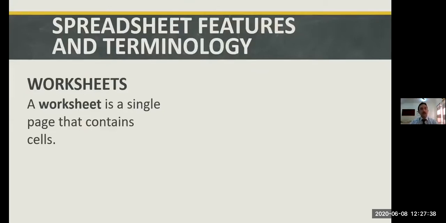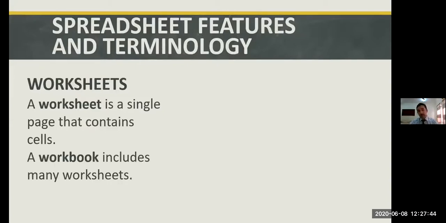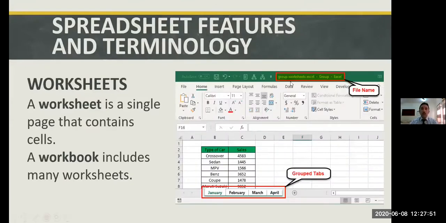A worksheet is a single page that contains cells. What is the difference from the workbook? A workbook includes many worksheets. For example, in this picture, this is the workbook name. The workbook name is Group Worksheets Excel, and Group, this is the software name, okay?